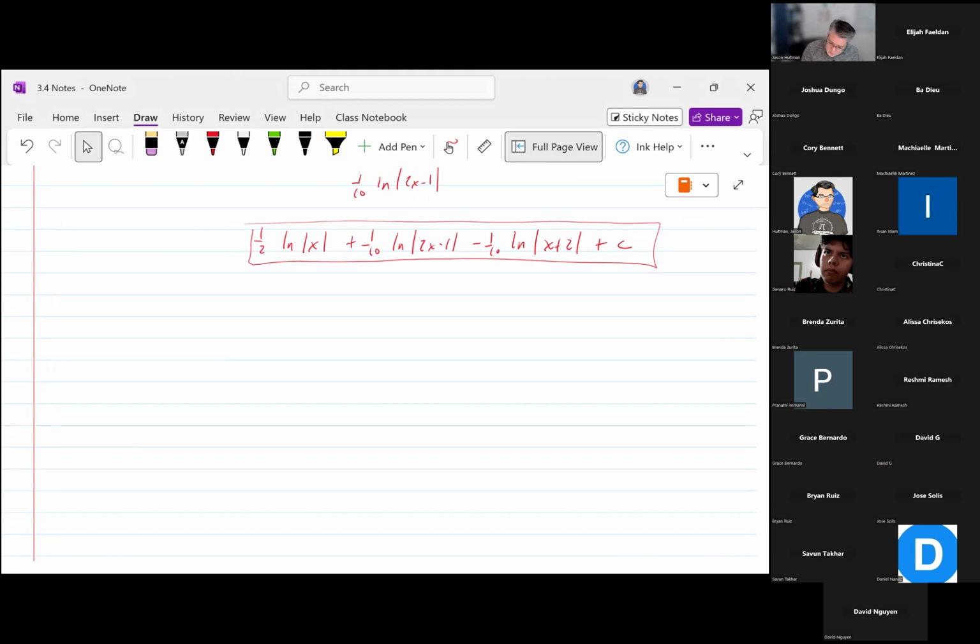Okay, and so let's look at number 2 here. We have the integral of x to the 4th minus 2x squared plus 4x plus 1 all over x cubed minus x squared minus x plus 1 dx.